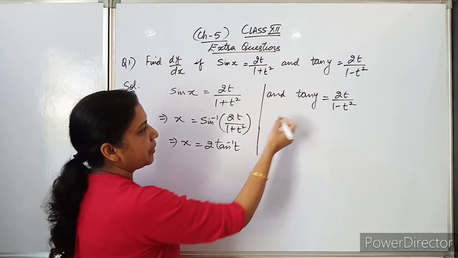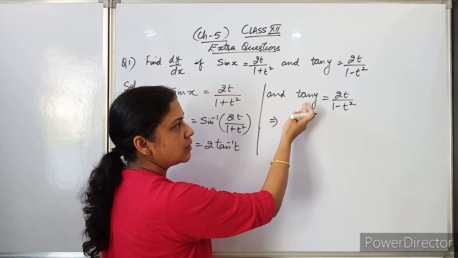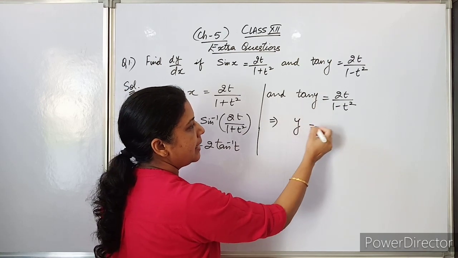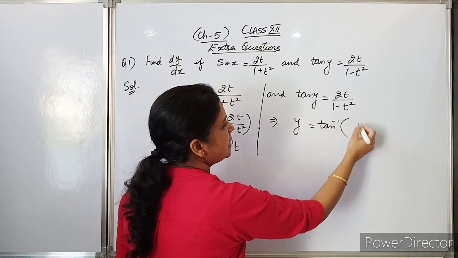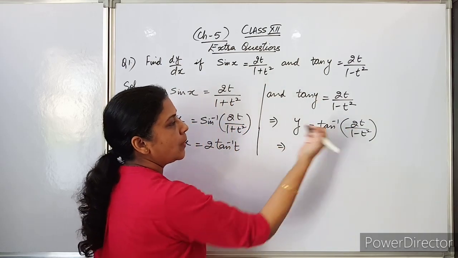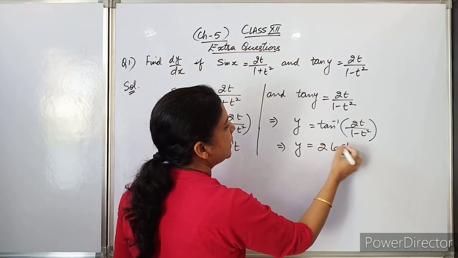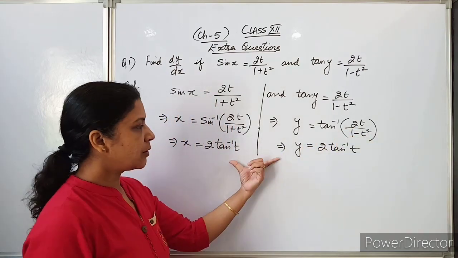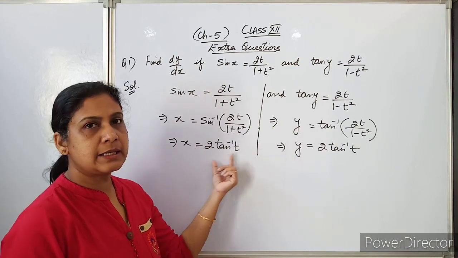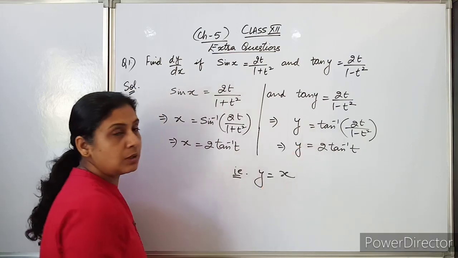On this side, applying tan inverse on both sides, tan inverse of tan becomes identity, and we are left with y is equal to tan inverse 2t upon 1 minus t square, which is again the formula of 2 times tan inverse t. So from here we can easily see that x is equal to y, that is y is equal to x.